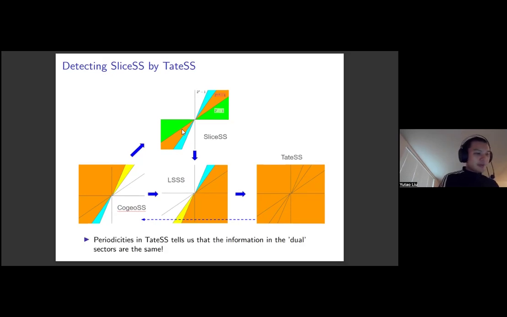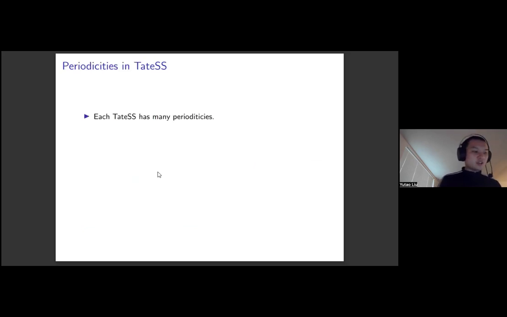Well, in the Tate spectral sequence, you will see that there are several periodicities, and they will tell us that the information in the dual sectors, if you compare the orange region in the positive cone and the orange region on the negative cone, will be essentially the same as each other. And here is the most important property of the Tate spectral sequence, which is also why we use it to detect the slice spectral sequence.